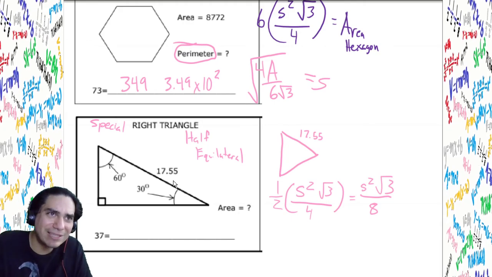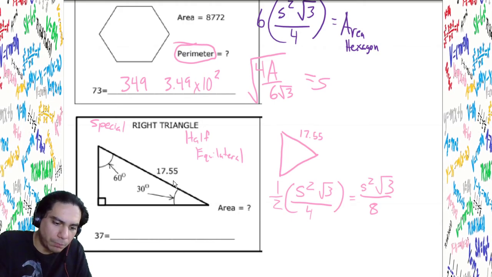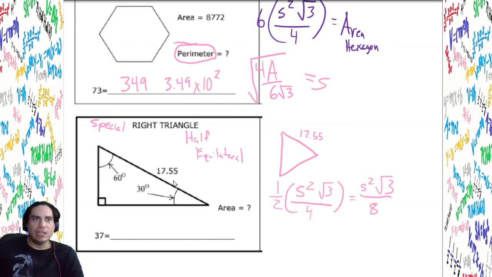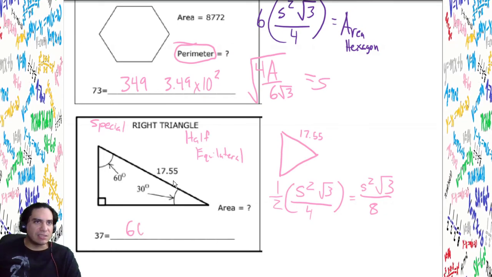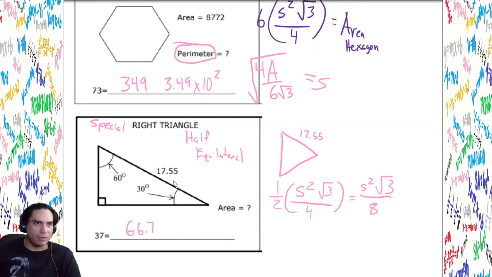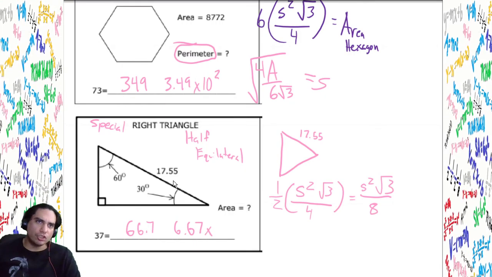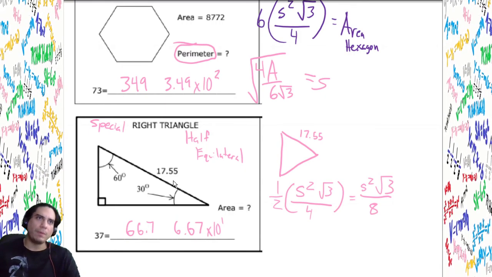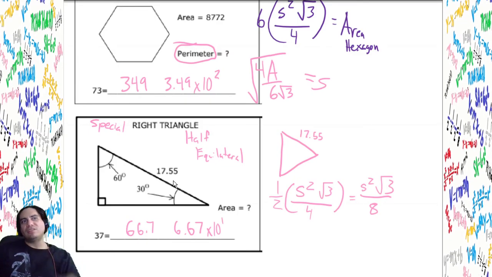Yeah, let's do it. 17.55 square root, 3 square root, multiply, 8 divide. And we call it one heck of a day, 66.7. Now, I'm not going to lie to you. Sometimes people will not know how to do this problem, and they will spend the time using SOHCAHTOA to try to figure out this side.